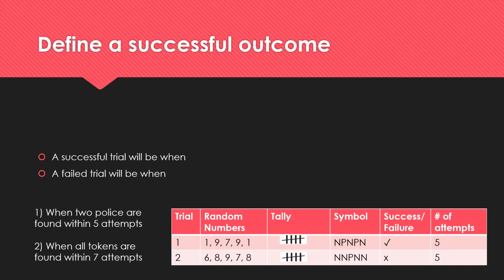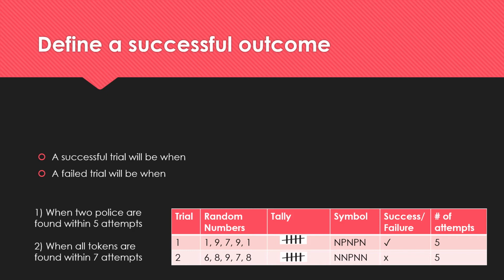So in this case, a successful outcome for this police trial is when you get 2 police turn up within that trial, and an unsuccessful one is when you have fewer than 2 police. So there are my 2 examples, and I've put them down the bottom there, where you can see trial 1, we had police turn up twice, the 2 P's that you can see down the bottom, and that's successful out of the 5 attempts. Whereas the other one, there's only 1 P, so that was an unsuccessful trial.